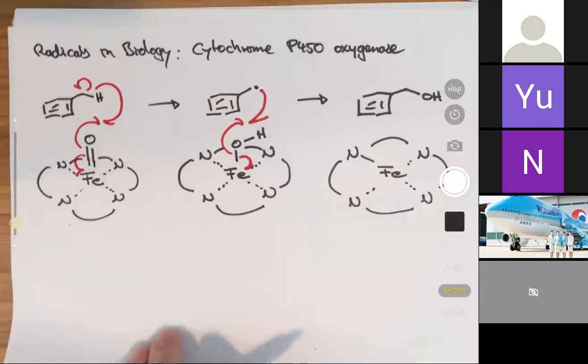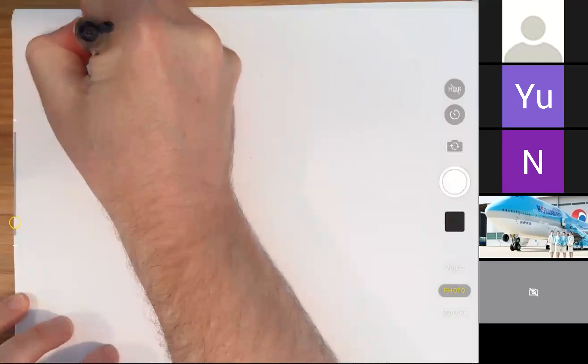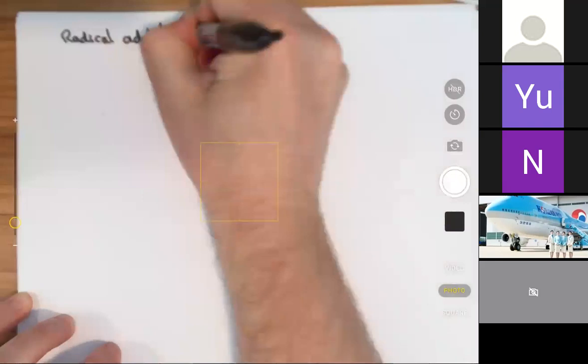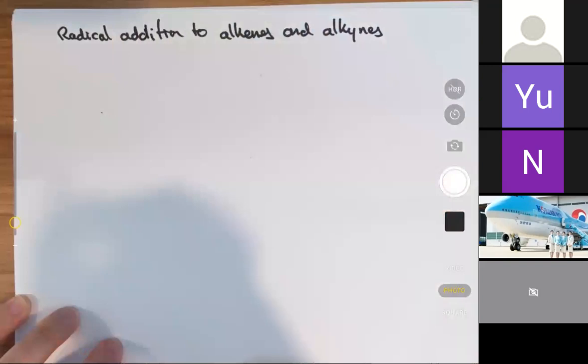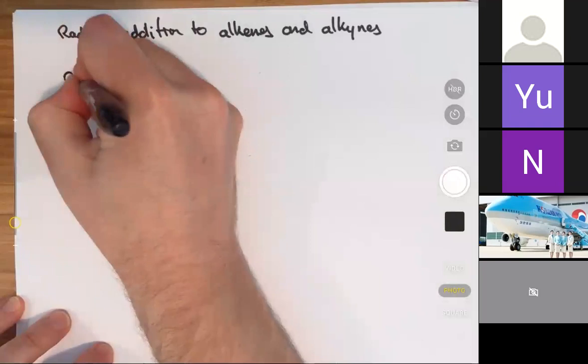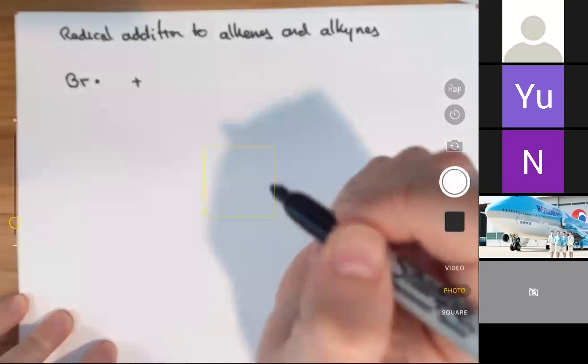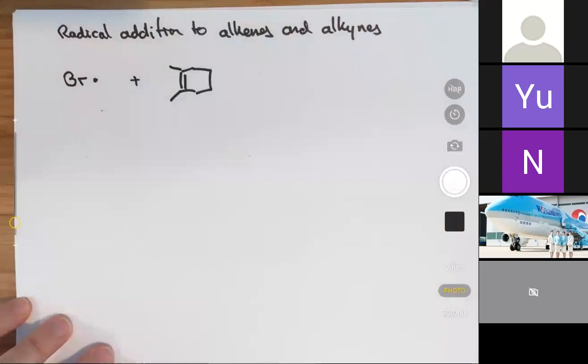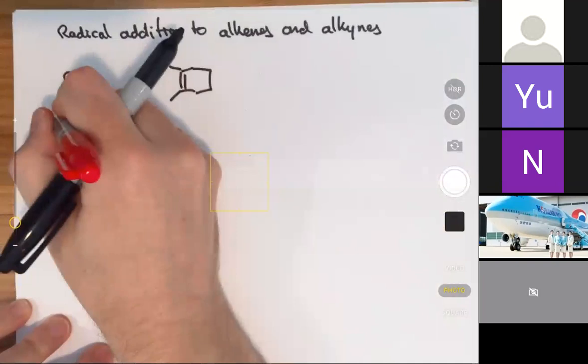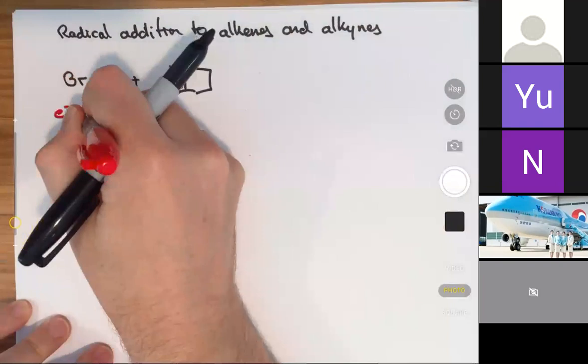Another type of reactivity that you observe with radicals is the addition to alkenes and alkynes. So let's say radical addition to alkenes and alkynes. Now, let's pick another radical here. In this case, let's say we have a bromine radical, and we react this with a simple electron-rich olefin. Let's do something like that. So it's a tetra-substituted cyclohexene. In this case, feature-wise, this bromine radical appears as electron-poor, and this as electron rich.